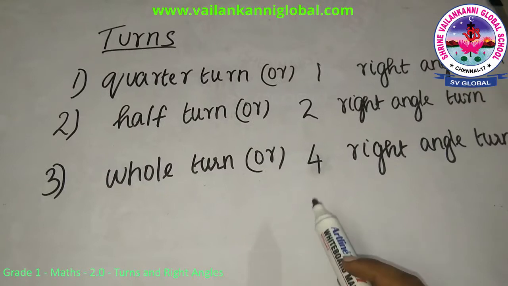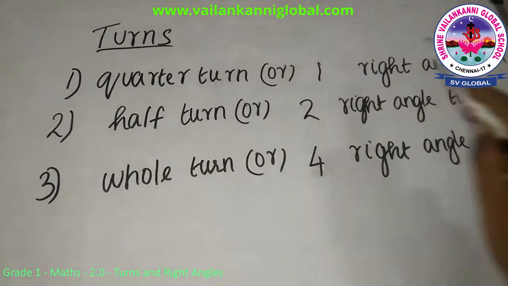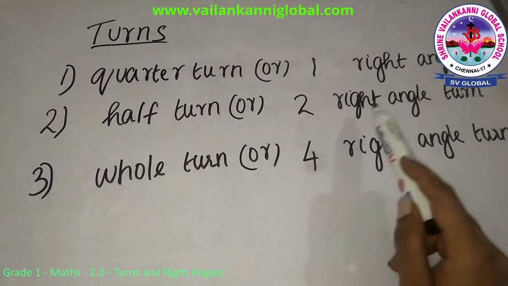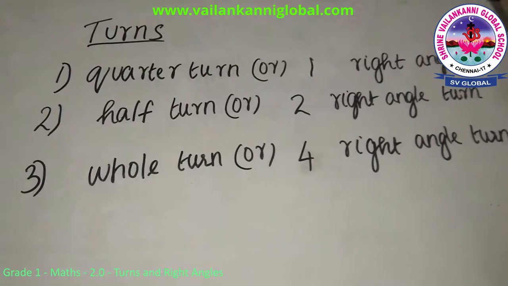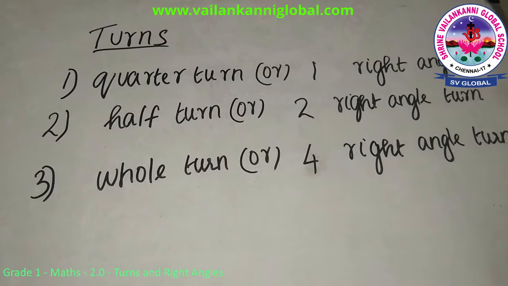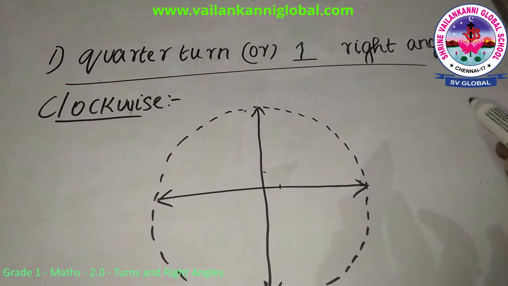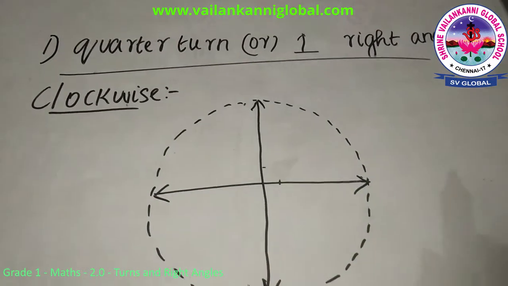So turns can be explained by three types. One is a quarter turn, which is also called one right angle turn, half turn or two right angle turns, whole turn or four right angle turns. Let's see this clearly with an example. So quarter turn or one right angle turn. Before moving on to this, we have to know about clockwise and anti-clockwise direction.